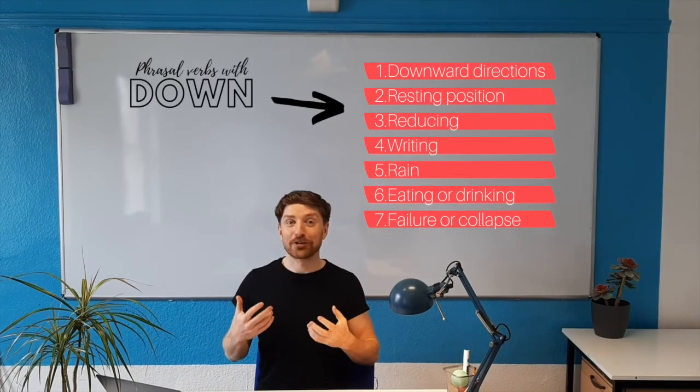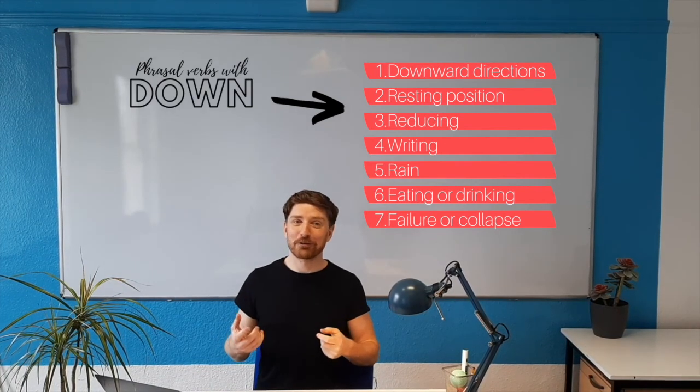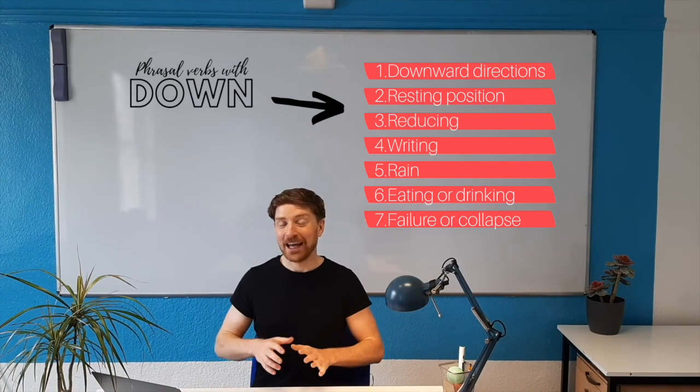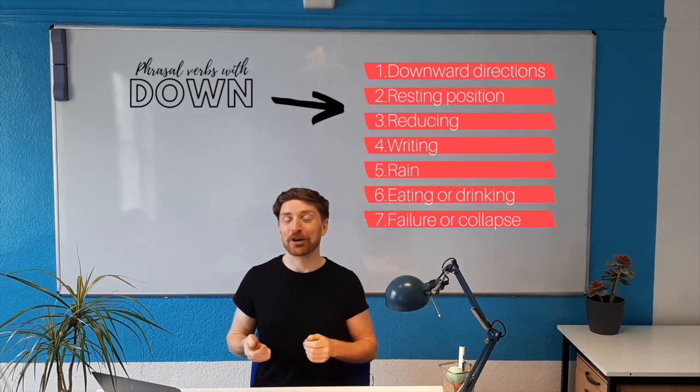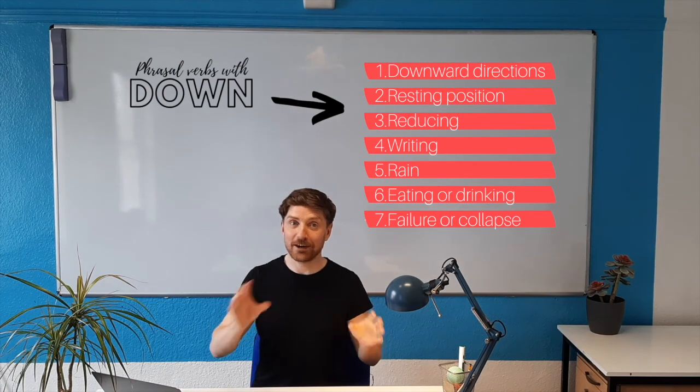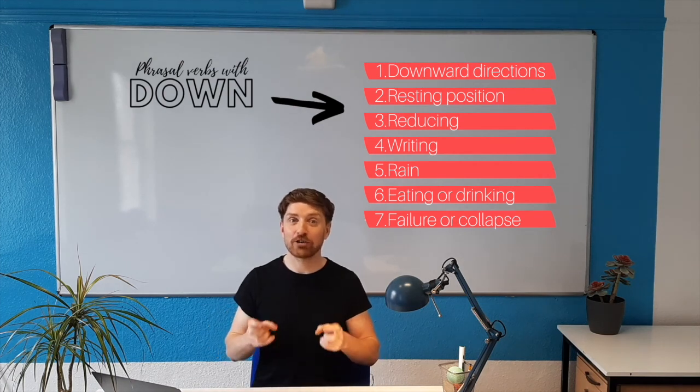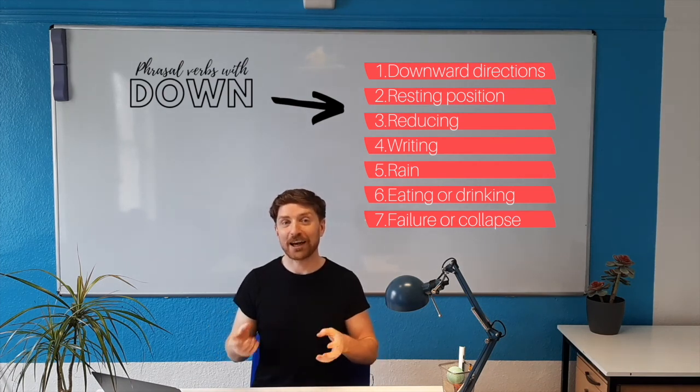So that's it. We've looked at 7 different groups of phrasal verbs with the preposition down. As I always say, to understand the phrasal verb, you need to understand the preposition. So I think now, by looking at these 7 different meanings, you have a very strong understanding of what the preposition down means when you see a new phrasal verb.